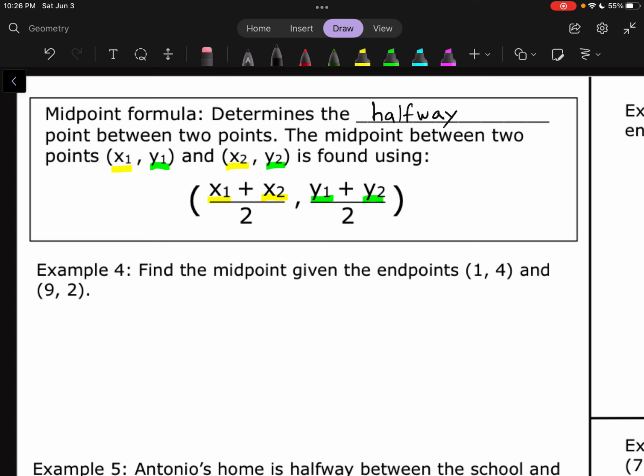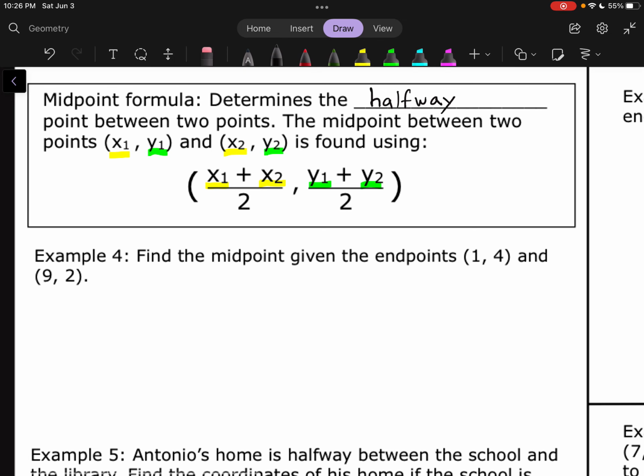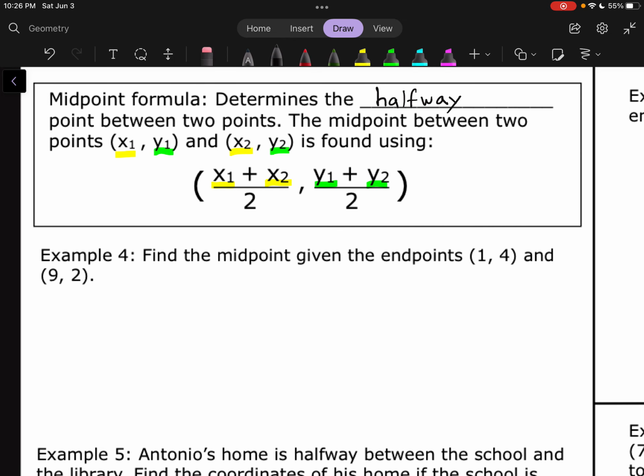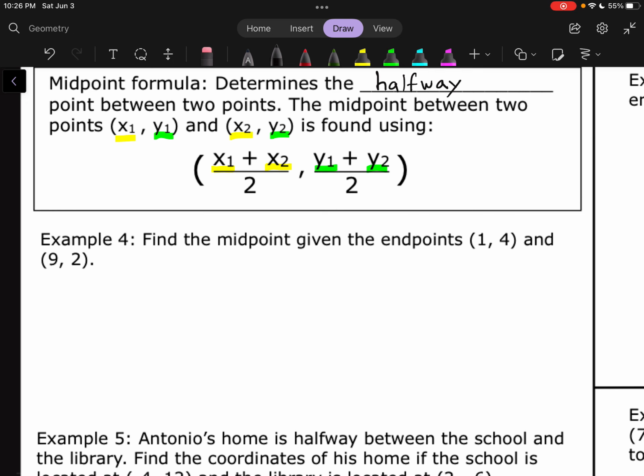Now, the midpoint finds a point, so you should get an x answer and a y answer. Because your final answer is a coordinate. It's got an x value and a y value. So let's give it a shot. Find the midpoint given those endpoints. Okay, so 1, 4 and 9, 2. Let me set up my midpoint formula here.